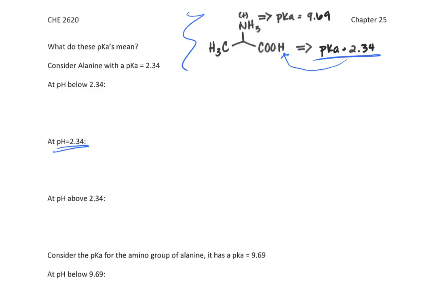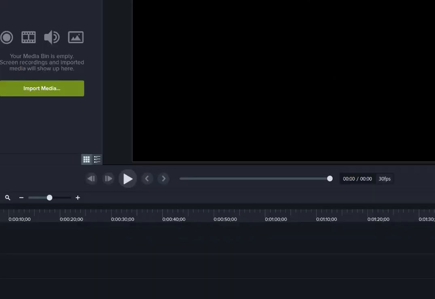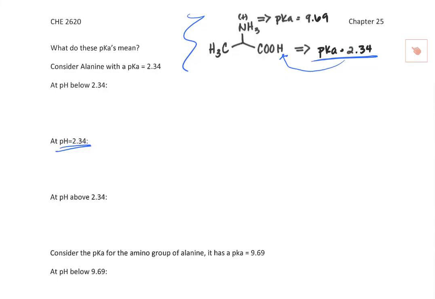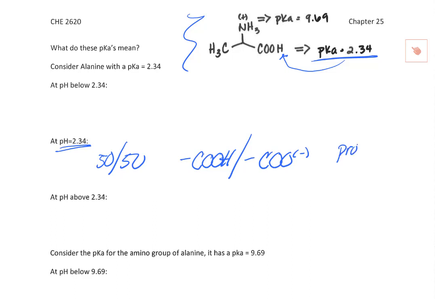So at a pH of 2.34, what you're going to find is that 50% of your COOH is COOH and 50% is COO minus. So half is protonated and the other half is deprotonated.